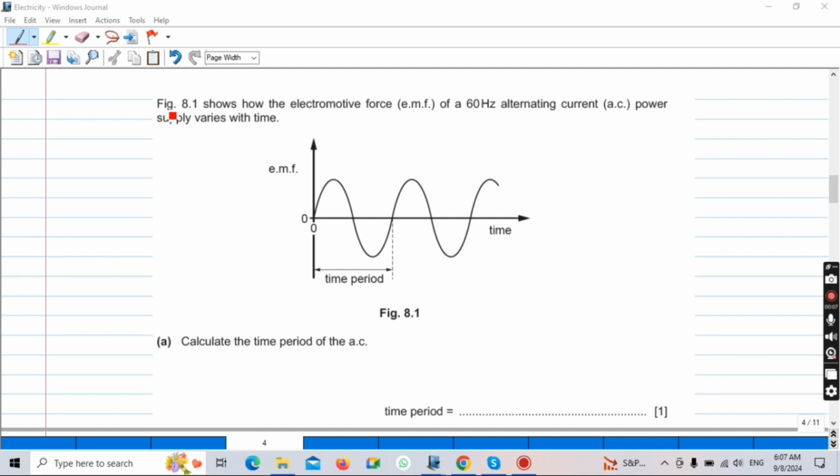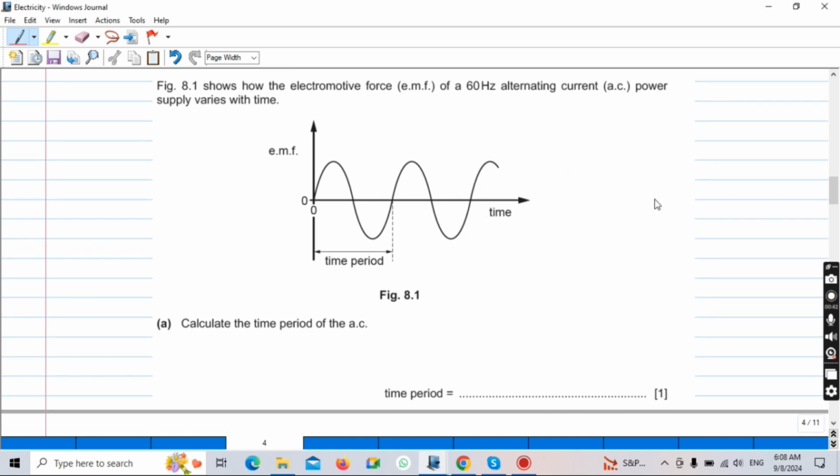So now I would like to give a tip on a bit of electricity questions from the past papers. This question states that figure 8.1 shows how the electromotive force of a 60 Hertz alternating current AC power supply varies with time. So this is how your electromotive force varies with time.